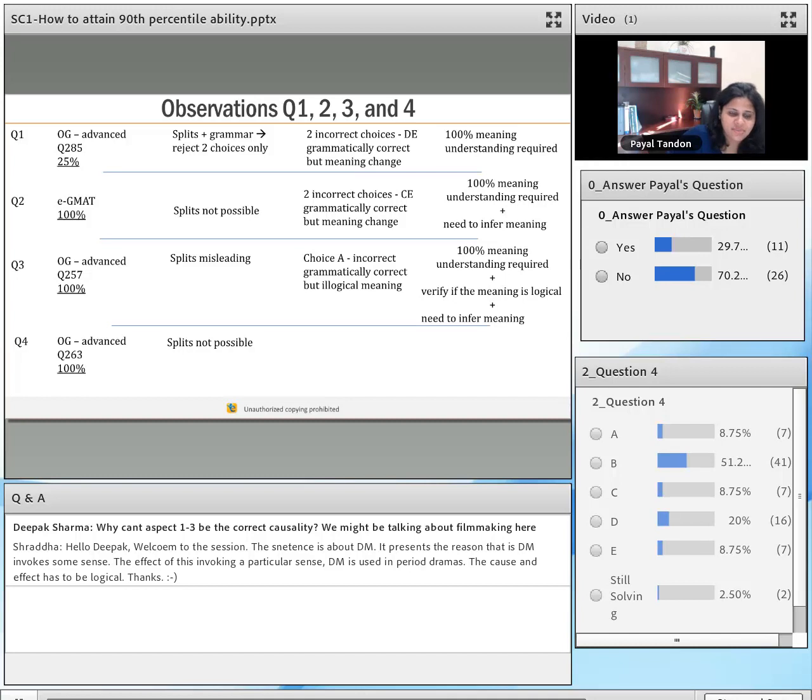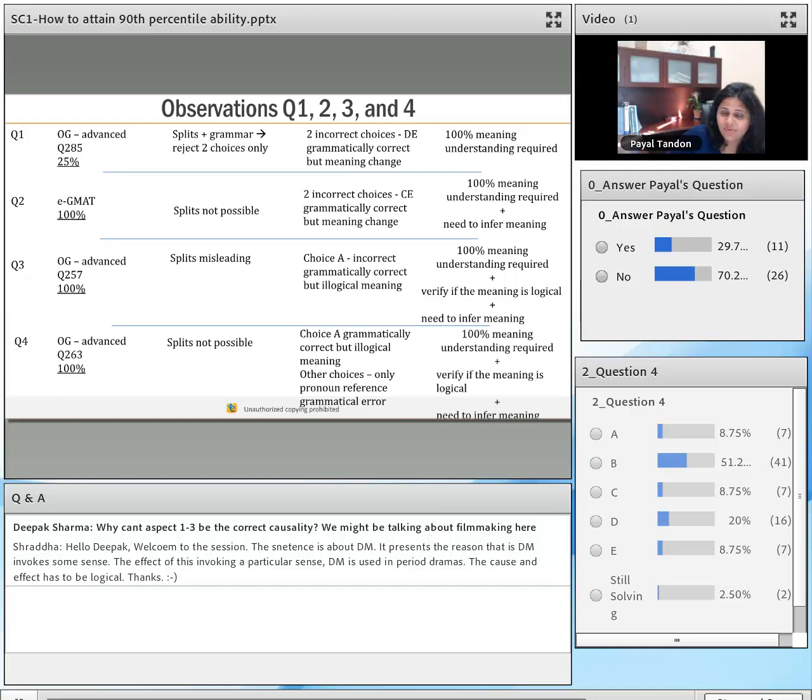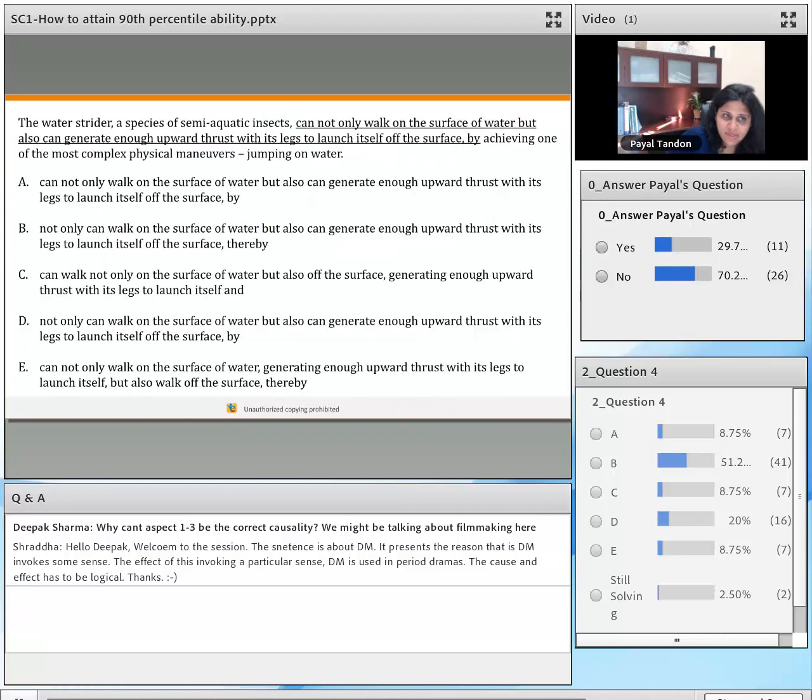When I say 100%, this means 100% underlined. Splits were not possible, and choice A was grammatically correct but had illogical meaning. Other choices had only a pronoun reference grammar error, and then again, you needed to make sure that you understand the meaning completely.